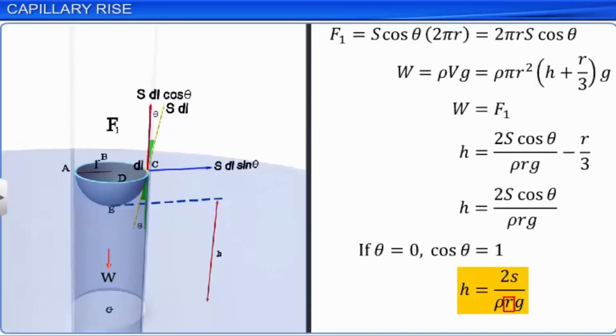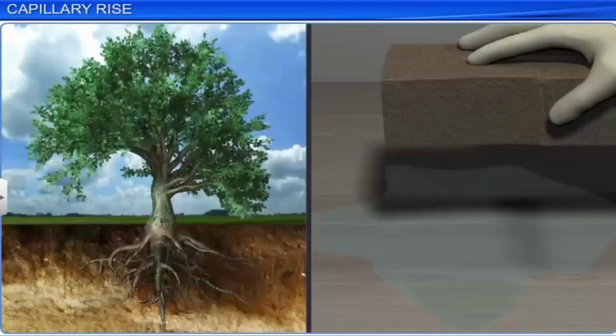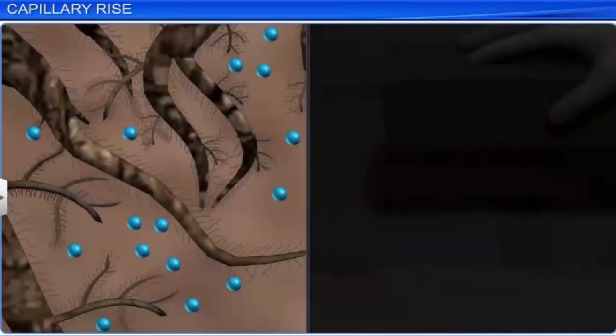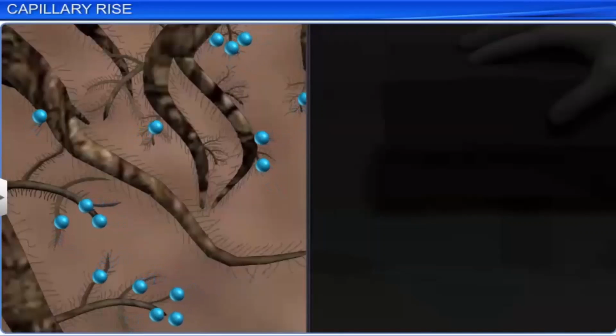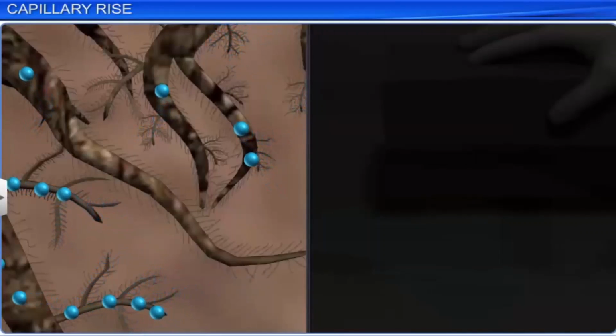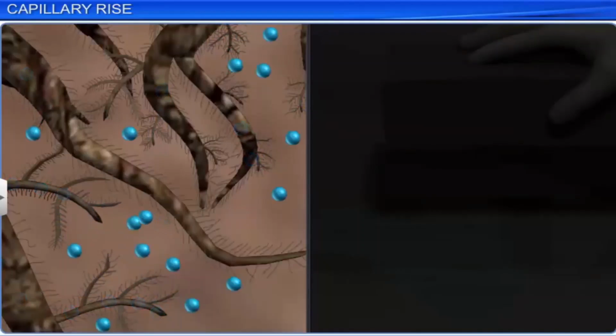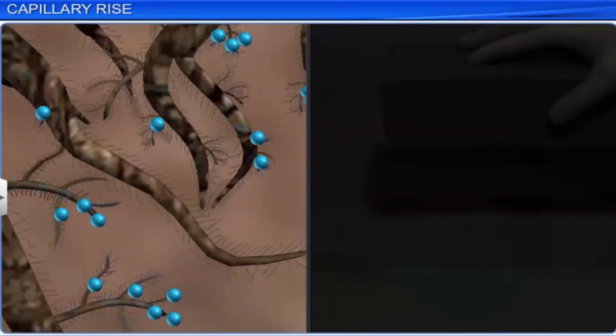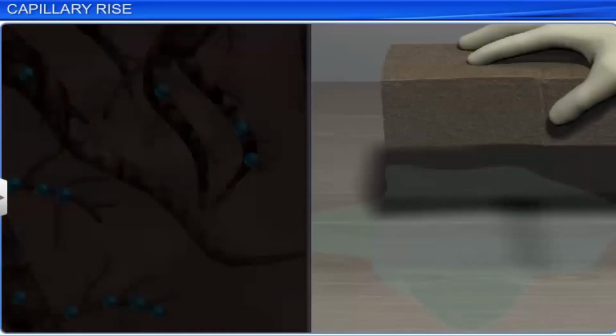We find many examples and applications of capillarity in our daily lives. The root hairs of plants have fine pores in them and hence absorb water from the soil by capillary action. A sponge has fine pores in it and hence sucks in water from a surface through capillary action.